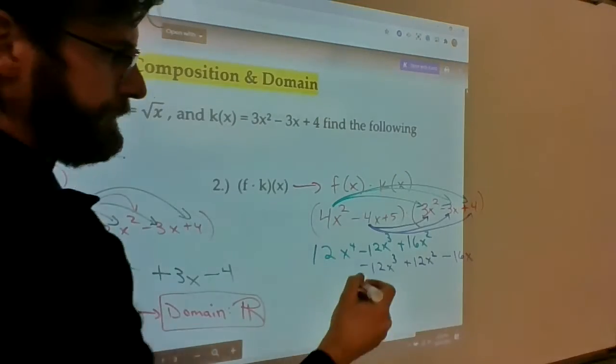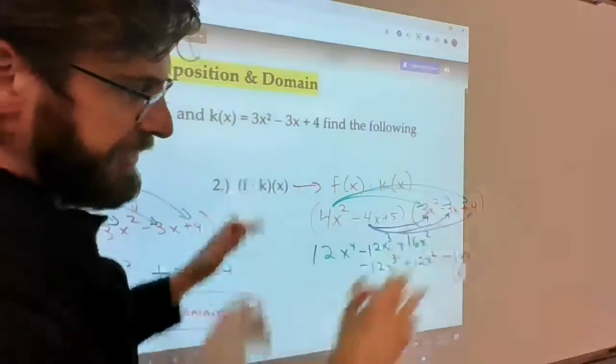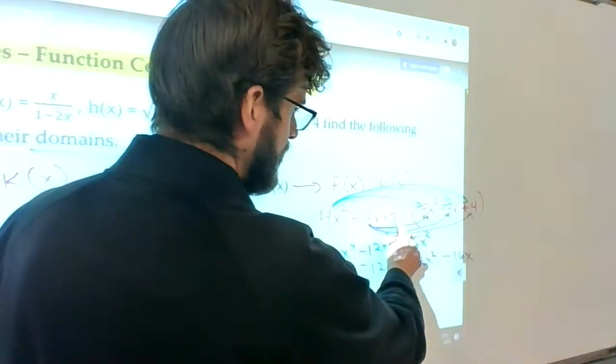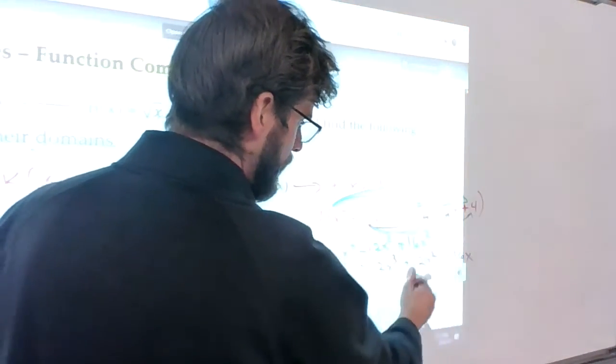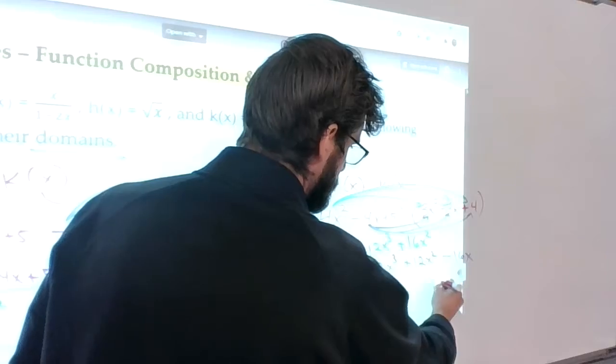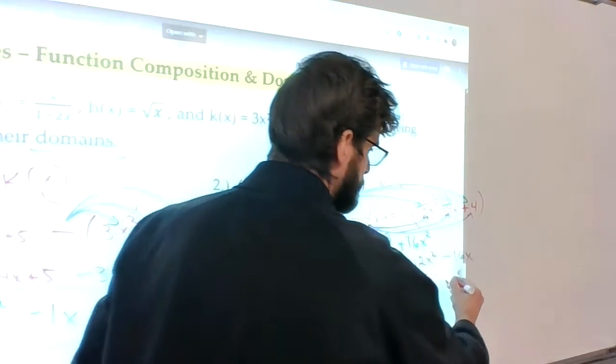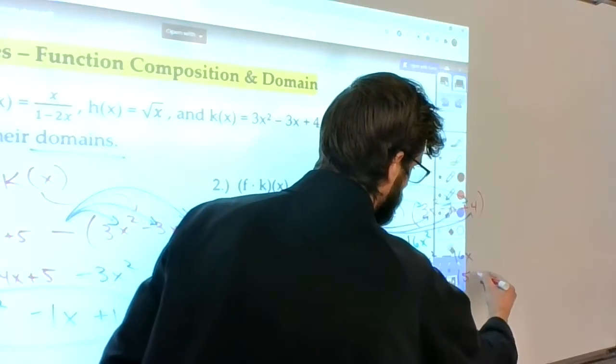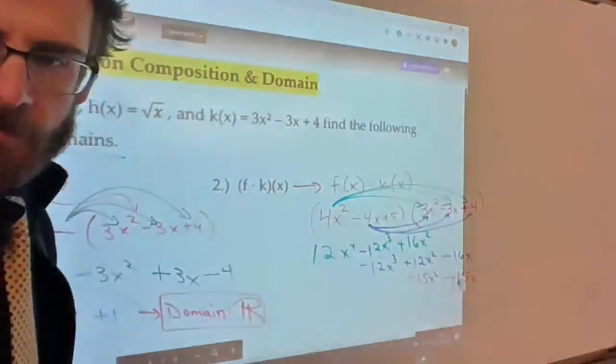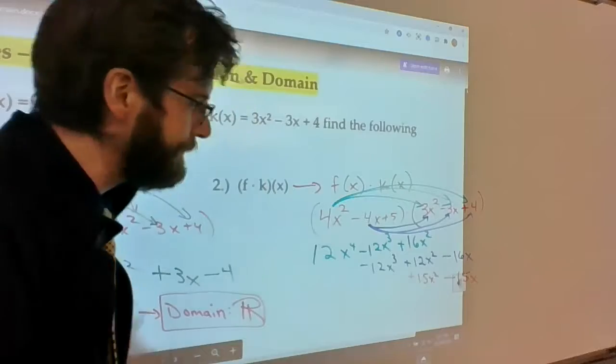And then my last one, take 5 times everything in the second group. So you're going to get 15x squared minus 15x. Hopefully you guys can see that. Yeah, you can see it. And then 5 times 4 is positive 20.